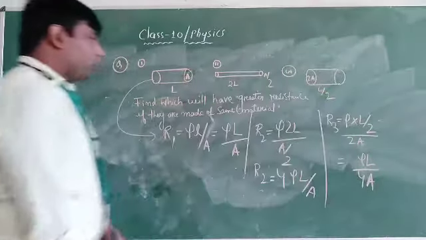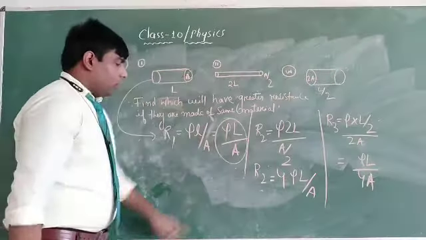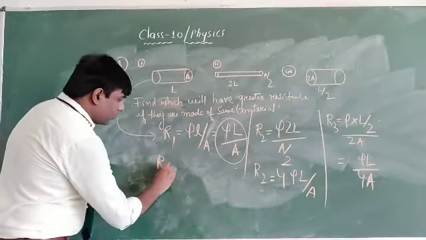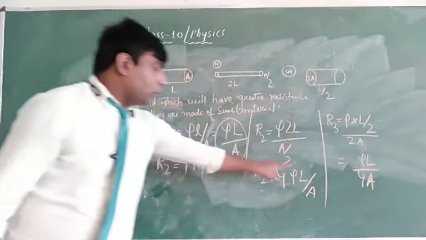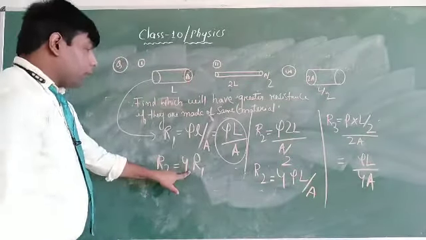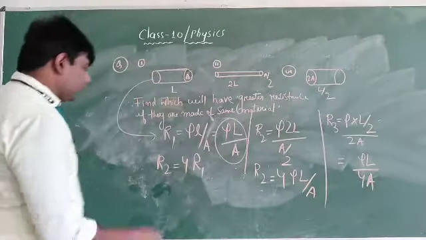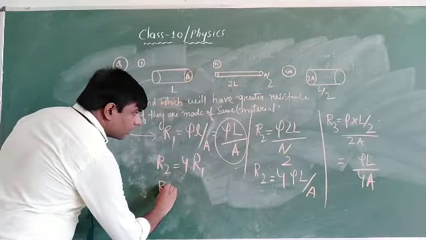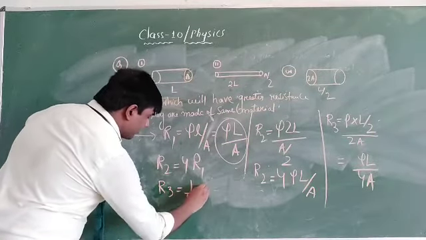So if you compare, here see R1 is rho L by A. If we compare between R1 and R2, R2 is equal to 4 times R1. In place of this, we can write R1. Similarly, if we compare R1 and R3, R3 is equal to 1 by 4 times R1.